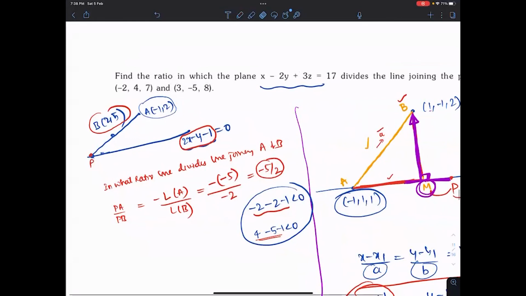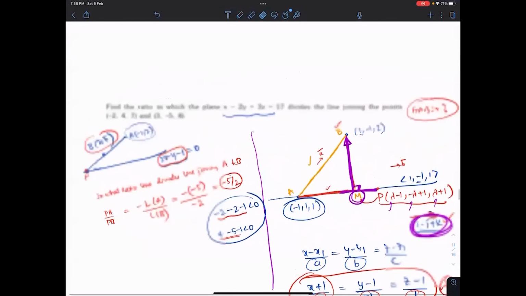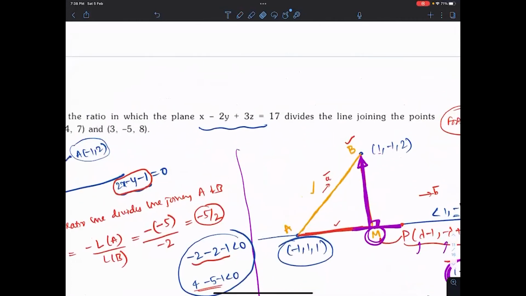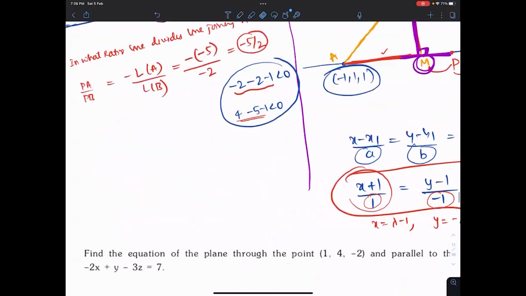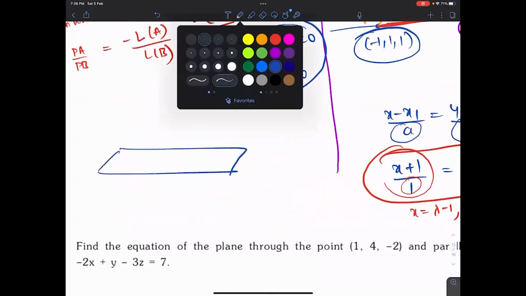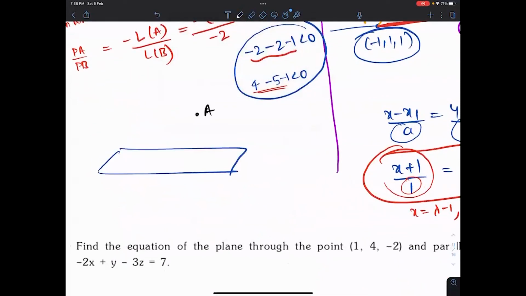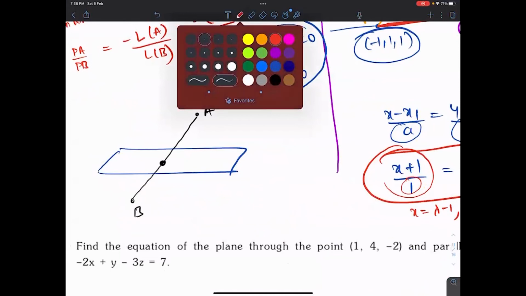In the same way, if you bring this into 3D, when you have a plane in 3D and you are joining two points, let's say the points are on opposite sides, then the line joining the points will intersect the plane at some point.